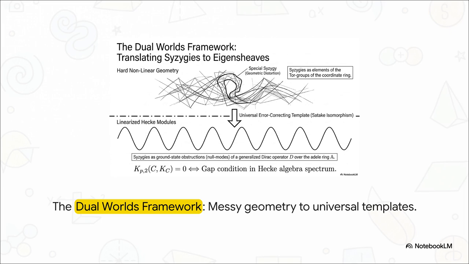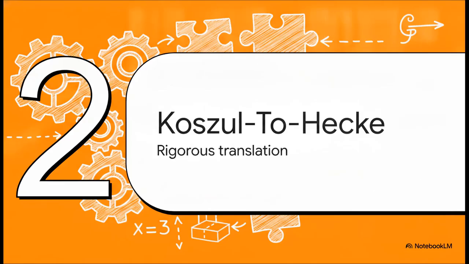Instead, we're dropping down into a clean, universal error-correcting template of linearized Hecke modules. We are basically redefining syzygies, not as elements of Tor groups, but as ground-state obstructions or null modes of a generalized Dirac operator over the adele ring. Moving right along to part 2.